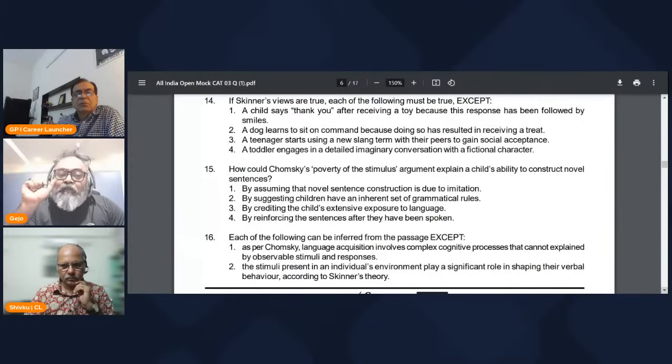The passage doesn't specifically talk about grammatical rule. This was sort of interpretation. Chomsky is saying innate. Skinner is saying it is about imitation. Language needs a lot of learning, reinforcement. So you could have easily eliminated options 1, 3, and 4 straight, and then you would have marked answer choice number 2.